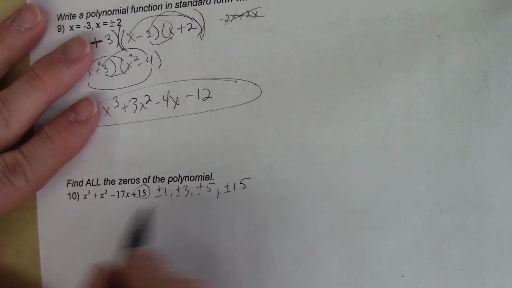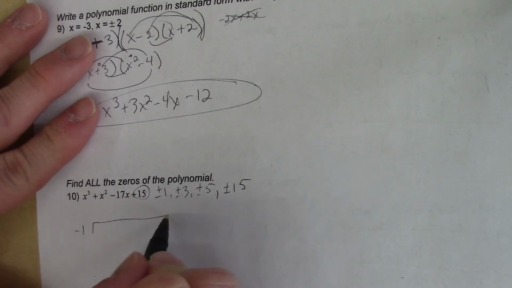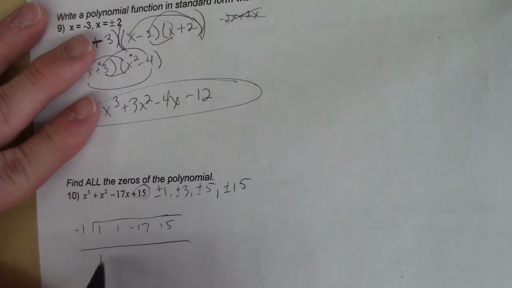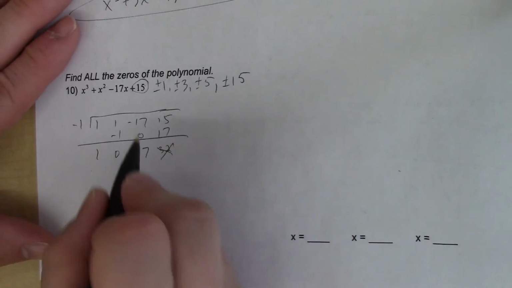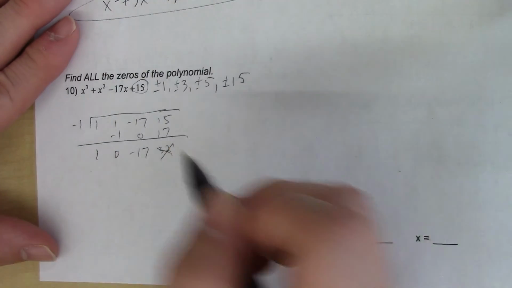And so we just start guessing and checking. I'm going to try negative 1 first. 1, 1, negative 17. I know you would try 1 first, but that's because I know 1 works. And I want to show you what happens when it doesn't work, right? 32. I know that doesn't work because I didn't get 0, right? So then I'm going to try 1, and then I'm going to try 3, and then I'm going to try negative 3, and so on.